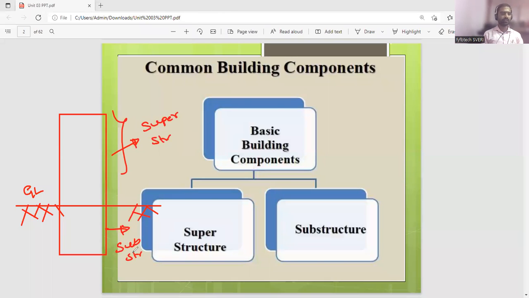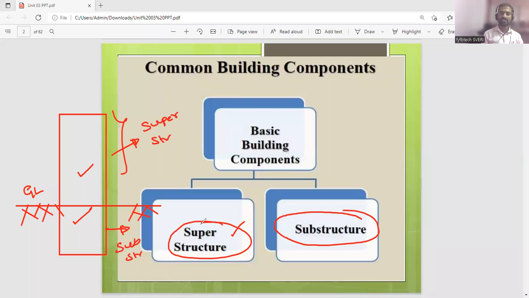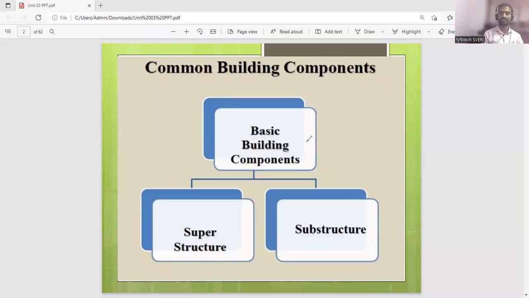Your house, is it on the ground and also below the ground? It is on both sides. So a building has some part below the ground level and some part above the ground level. So what is superstructure? Can you define what is superstructure? The part of the structure which is above the ground level is called superstructure, and the part of the structure which is below the ground level is called substructure. So basic building components are two: first of all, substructure and superstructure.